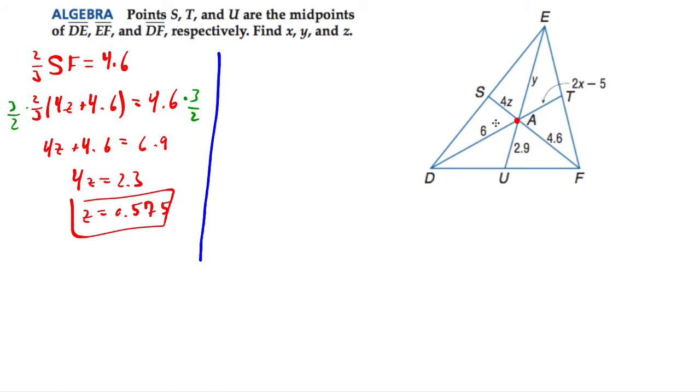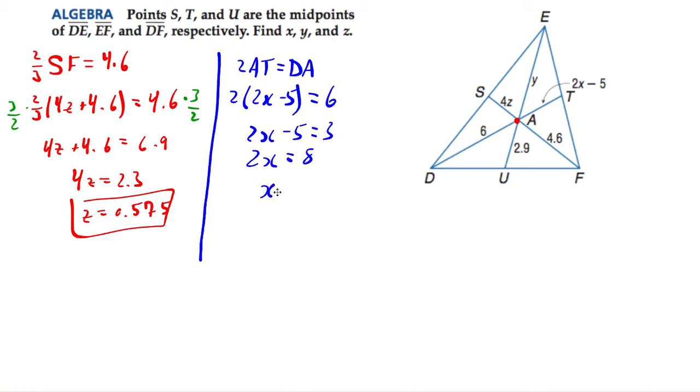Well, really, if these are 1/3 and 2/3, another way to think about it too is that 2 times AT would be equal to DA, right? Because if this is 1/3 and that's 2/3, double this is this side. So 2 times of 2x minus 5 is equal to 6. So 2x minus 5 is equal to 3. So 2x is equal to 8. So x is equal to 4.